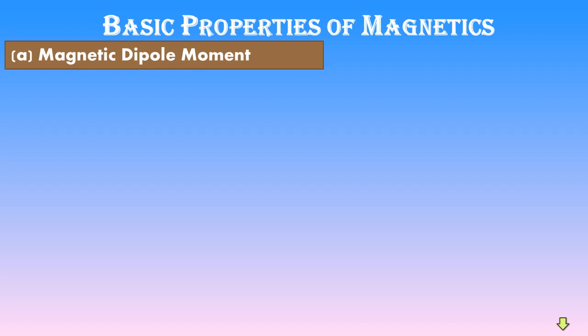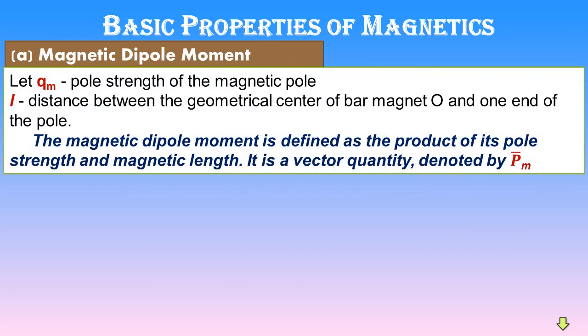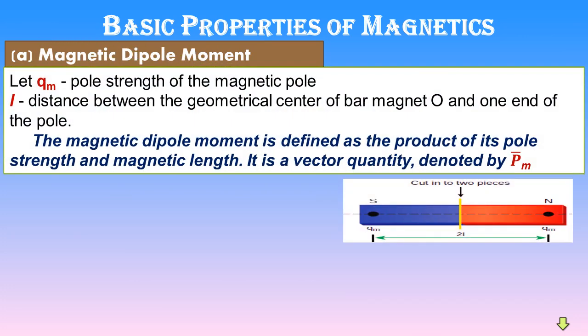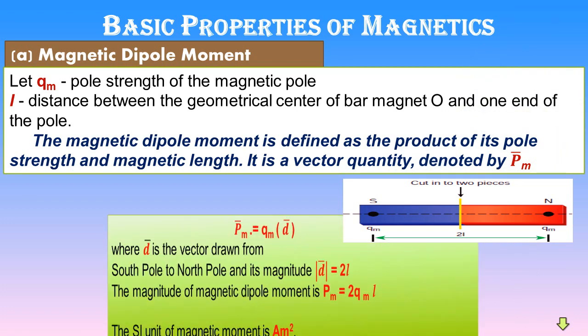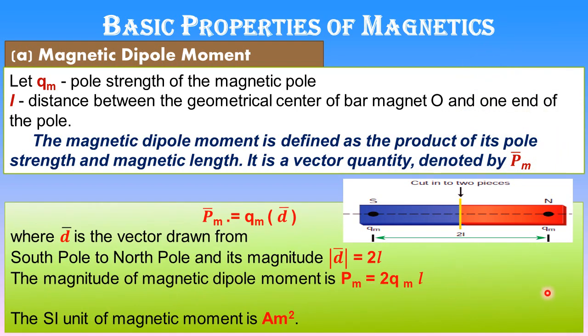First of all, magnetic dipole moment. Here in this picture you can see Qm be the pole strength of the magnetic pole. Here the south pole and the north pole have Qm, and L be the distance between the geometrical center O of the bar magnet and one end of the pole. So this is one L and another L. Altogether we have 2L distance between the two poles, south pole and north pole.